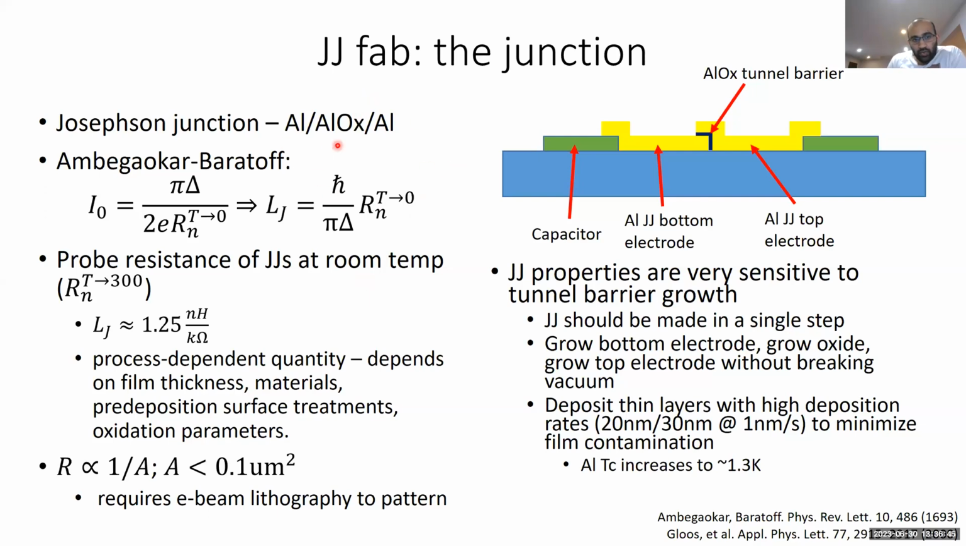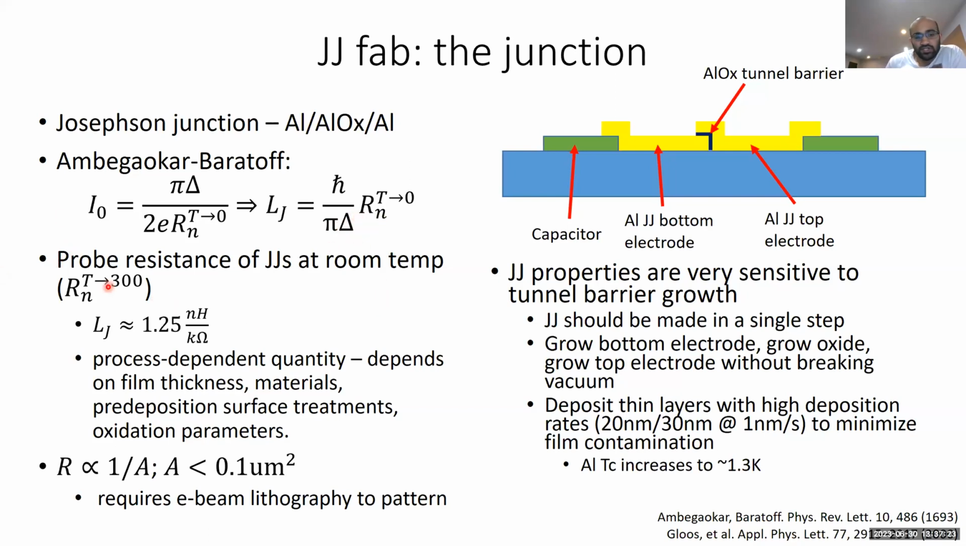It turns out that there is a nice relationship between the room temperature resistance, or the normal state resistance, across this junction and the Josephson inductance, or the critical current. It's given by the Ambegaokar-Baratoff relation from this paper here. That basically says if you know the normal state resistance of the junction, then that's linearly related to the LJ. There's some dependence on the superconducting gap of the electrodes there.